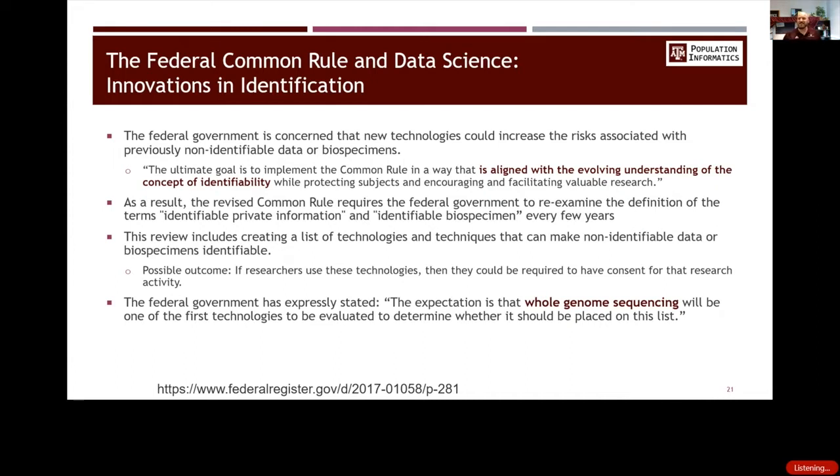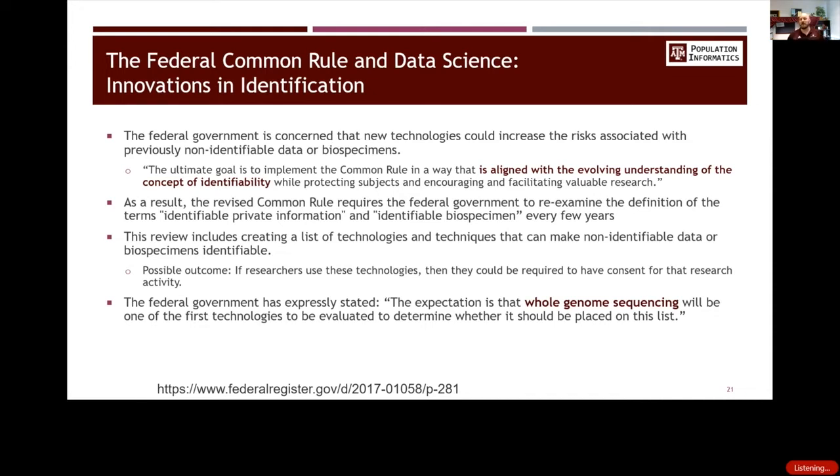And as part of this review, one of the things they'll do is create a list of technologies and techniques that can render non-identifiable data or biospecimens identifiable. So one of the possible outcomes from this legal evolution is that if researchers use one of these techniques or technologies with non-identifiable data or biospecimens, then they might still be required to either seek consent for that research activity or seek a waiver of consent to do it.